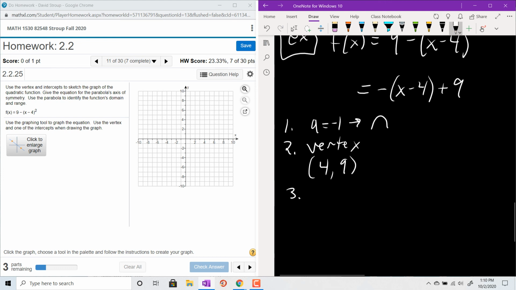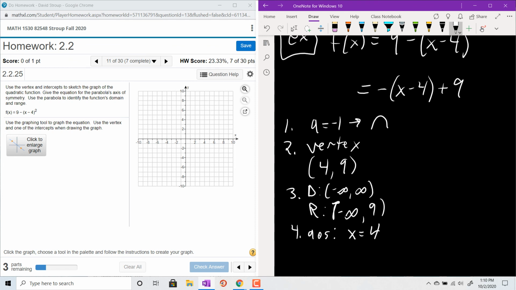Thirdly, then, what do we need? The domain and range. The domain, of course, is negative infinity to infinity. The range, because it's a sad face, goes from negative infinity to the y-coordinate of the vertex, 9. The axis of symmetry is x equals the x-coordinate of the vertex, 4. The x and y-intercepts. For the x-intercept, you let y equal 0.